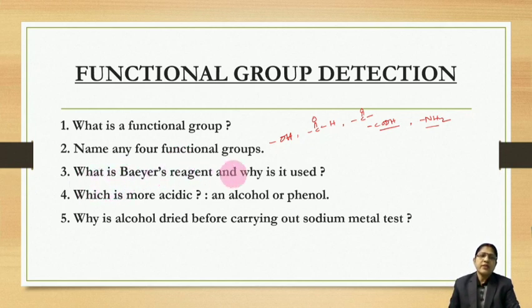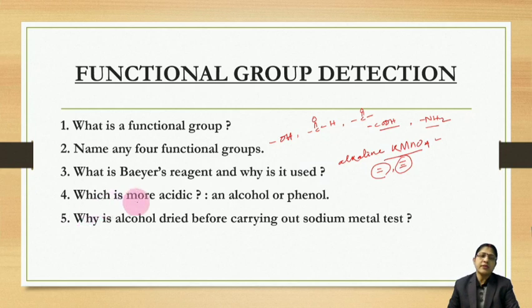Then what is Bayer's reagent? Why is it used? Bayer's reagent is alkaline KMnO4, that is potassium permanganate, right? It is used to test unsaturation. If a double bond or triple bond is present, these double bonds or triple bonds decolorize the color of alkaline KMnO4. So it is used to test the presence of unsaturation, right?